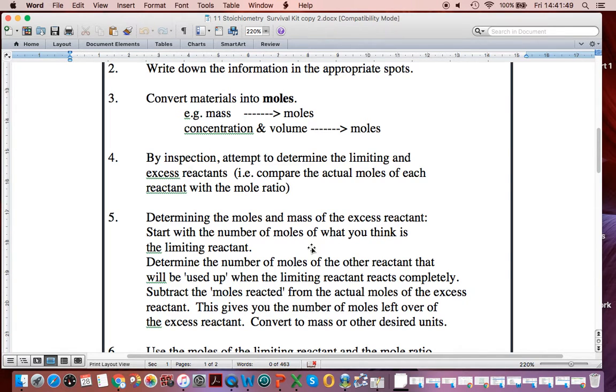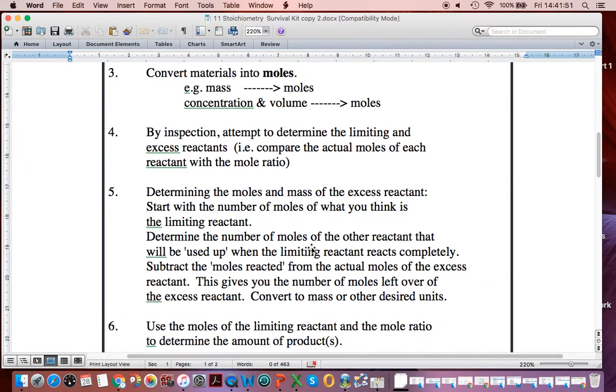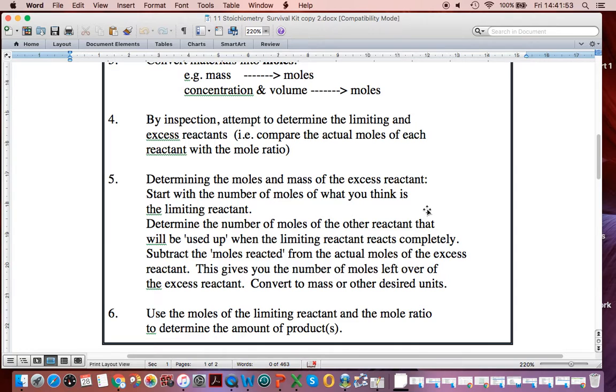So once you've determined the number of limiting moles and excess, then we want to know how many moles are reacted of both, how much is left over, that's the old subtraction part. And then if you're asked for the product, any of the products, you use your limiting moles reacted and use the mole ratio to get to the products and then convert to desired units.